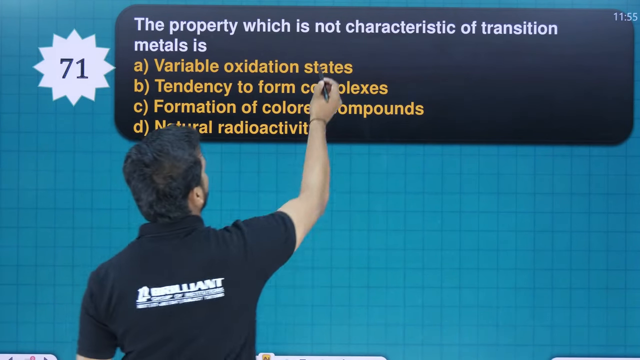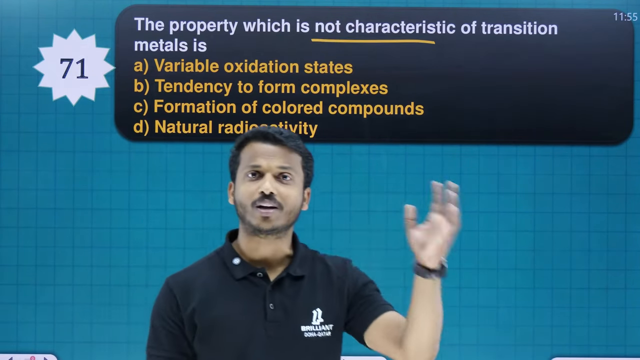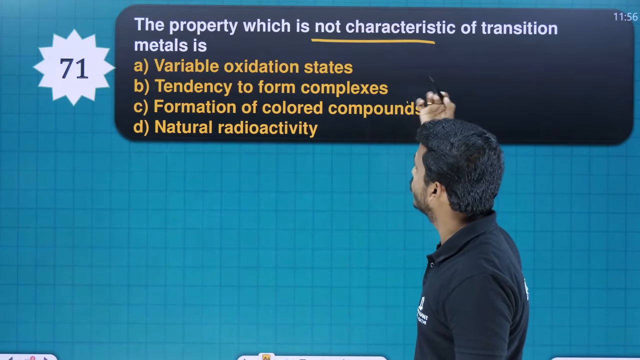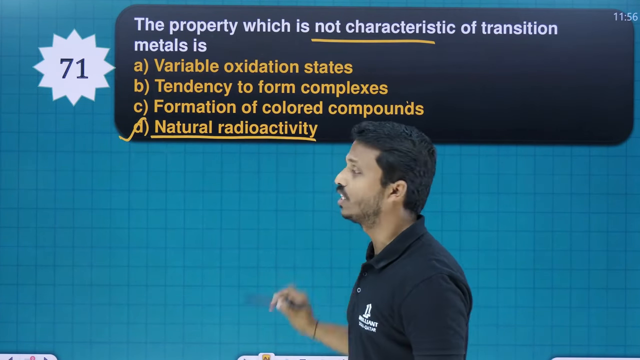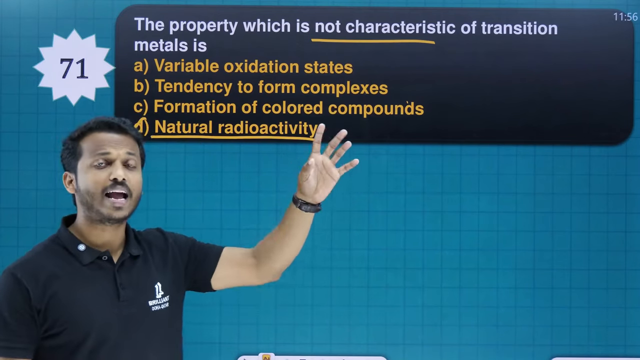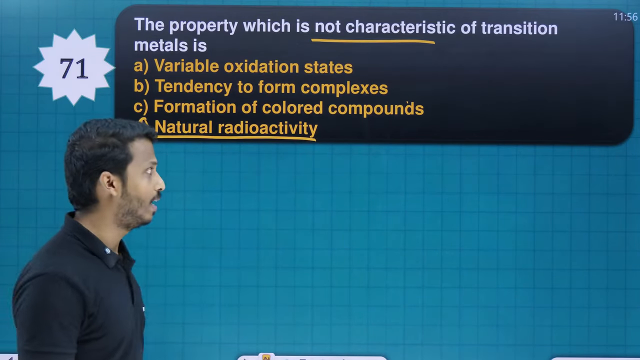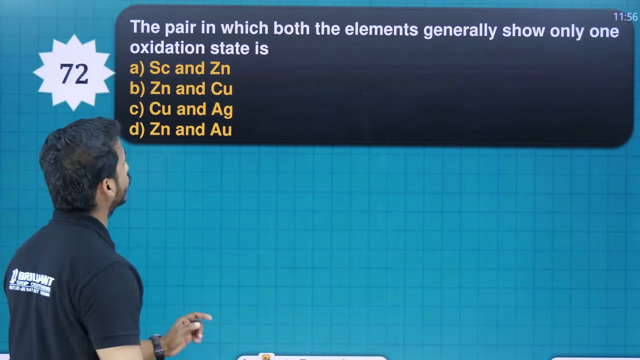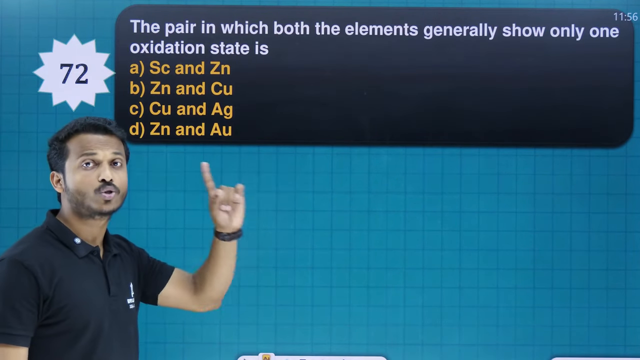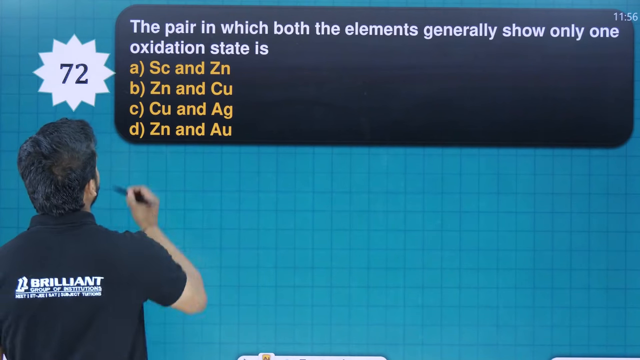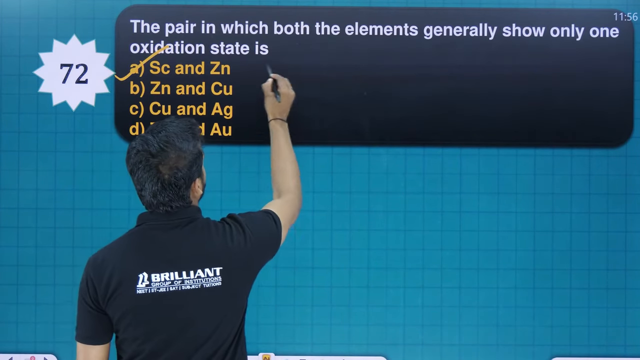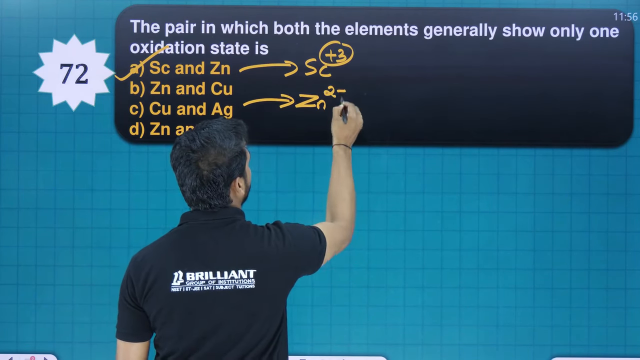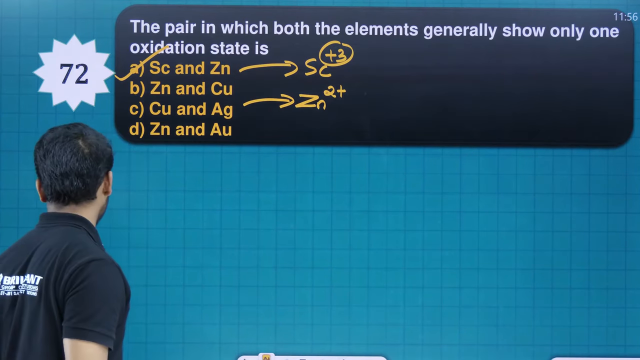Which is not a property of transition metals? They show variable oxidation states, yes. Tendency to form colored compounds, yes. Natural radioactivity, no. Transition elements are not radioactive, but in the lanthanides and actinides, especially the actinides, there are more radioactive elements. Which pair of elements generally shows only one oxidation state? That is scandium and zinc. We studied that scandium shows only one oxidation state, +3, and the oxidation state of zinc is always +2.